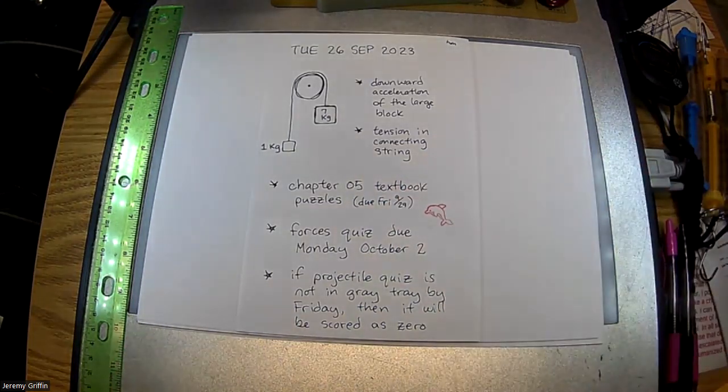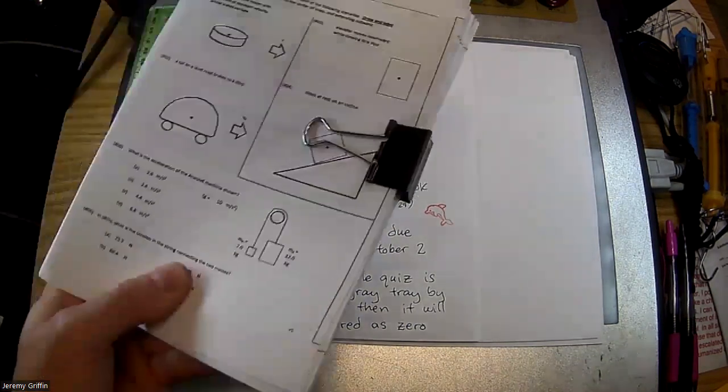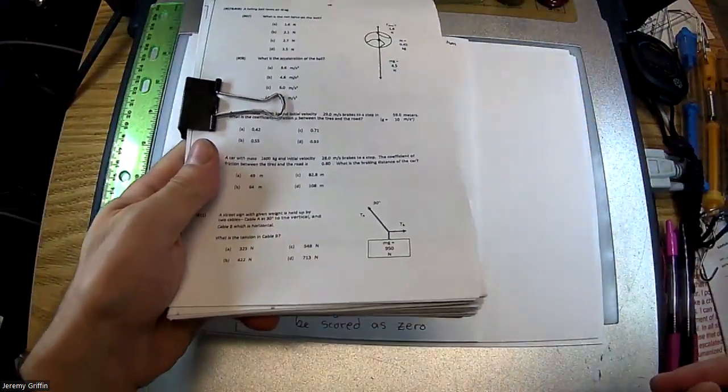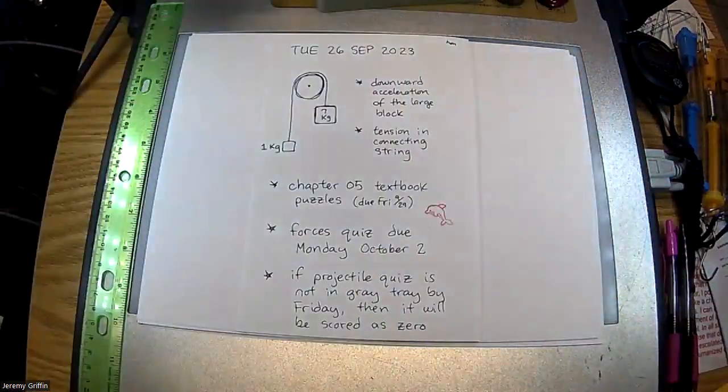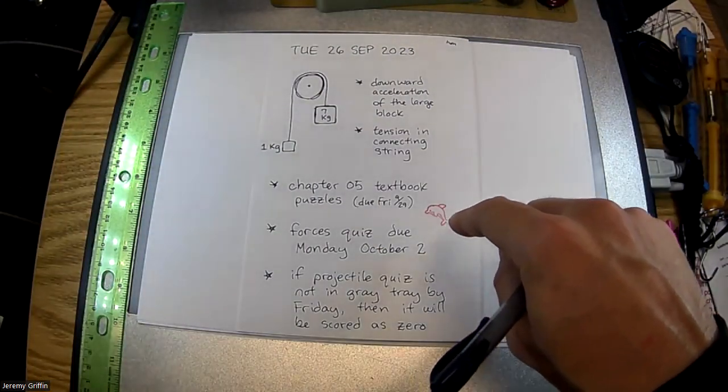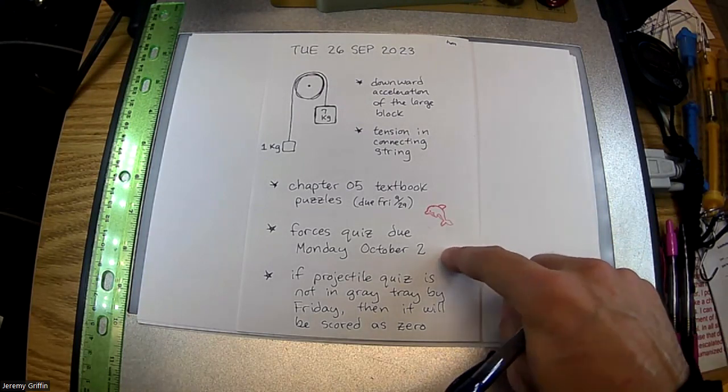I just gave you guys your forces quiz. It looks about like this. Right, got some free body diagrams. Oh, look, it's an Atwood with a couple of questions. Acceleration and tension, right? Got some other type questions on it related to stuff we've been doing in class. Let's have that due on Monday, October 2nd, so you guys got a few days to do that.